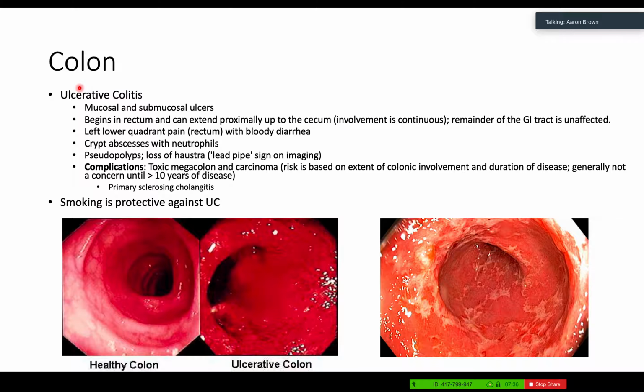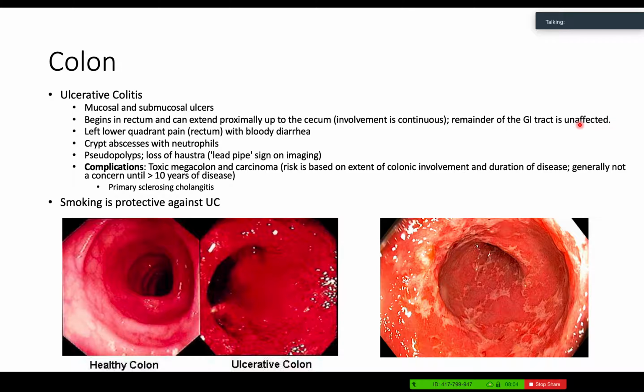Let's talk about UC. So with ulcerative colitis, we have mucosal and submucosal ulcers. Okay, so this is just involving those first two layers of the colonic epithelium. It begins in the rectum, so it begins all the way in the rectum. That's where it starts, and it can extend proximally up to the cecum. Okay, so this is a continuous involvement. The remainder of the GI tract is unaffected.